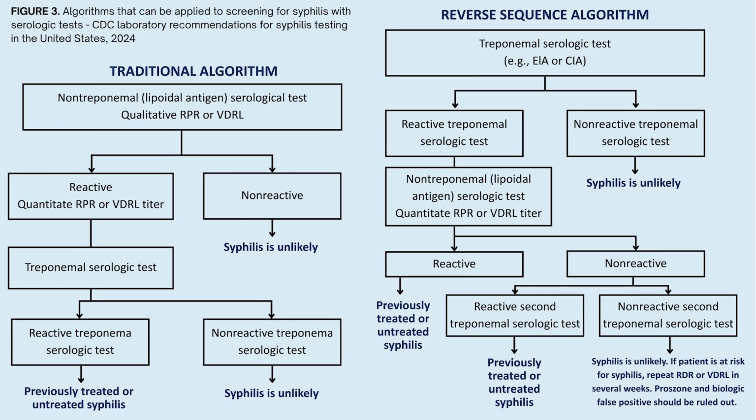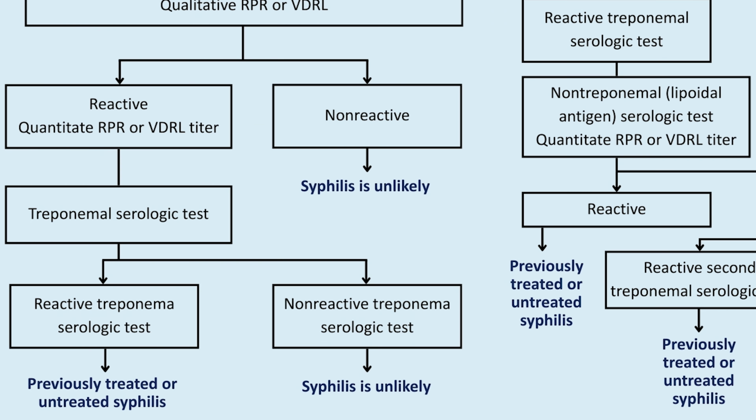Let's walk through each algorithm, starting with the traditional algorithm. It begins with a non-treponemal test, the RPR or VDRL. If it's non-reactive, syphilis is unlikely. However, the RPR can be negative in 30% of early syphilis cases. If there are signs and symptoms of syphilis during your clinical assessment in a patient at increased risk for syphilis, consider presumptive treatment.